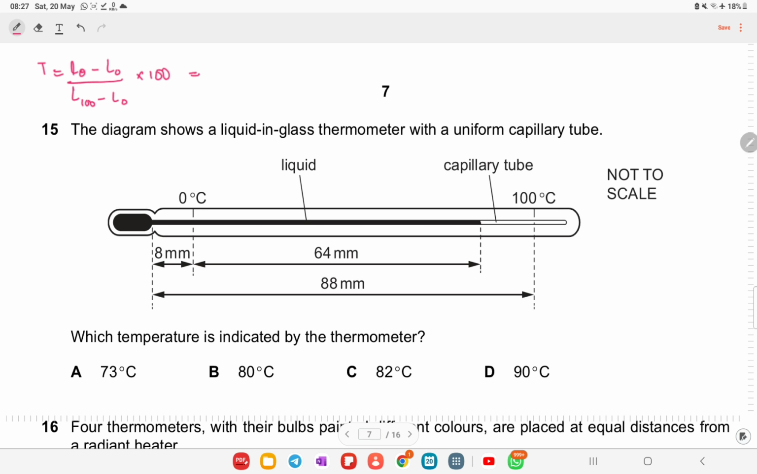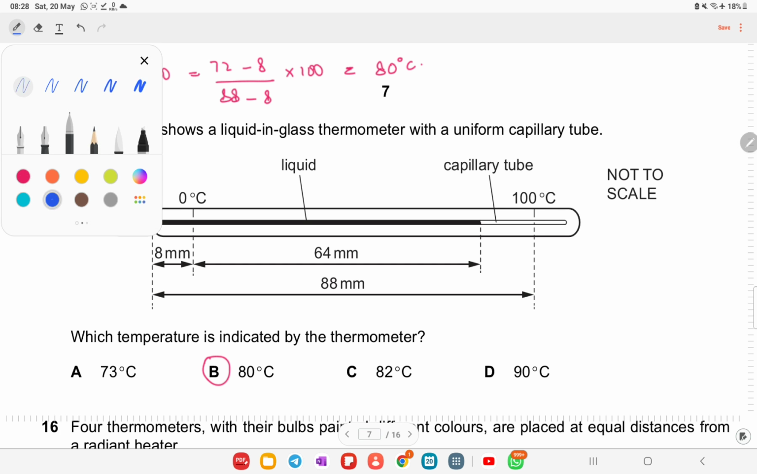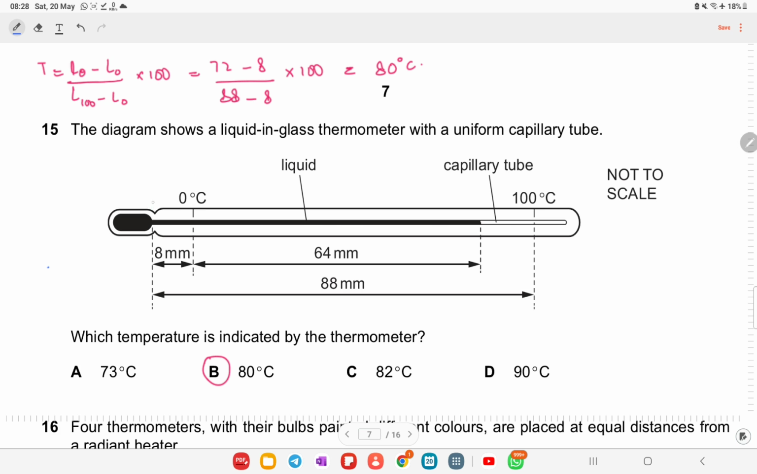So now you see this, what is the length of L theta? That is going to be 72 minus 8 over 88 minus 8 times 100. So if you do the calculation on your calculator, you will end up with 80 degrees Celsius. So option B is going to be your right answer. So if you read this, this is going to be your L theta.